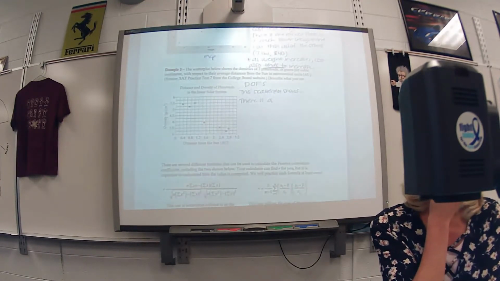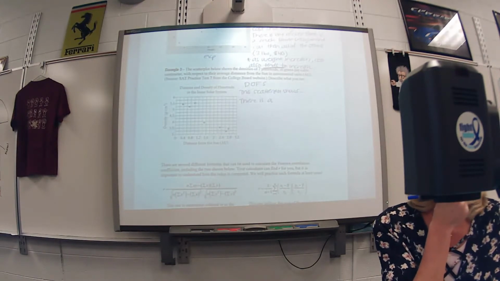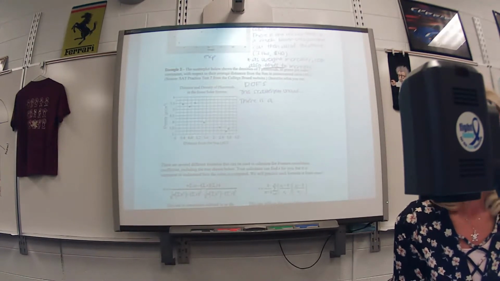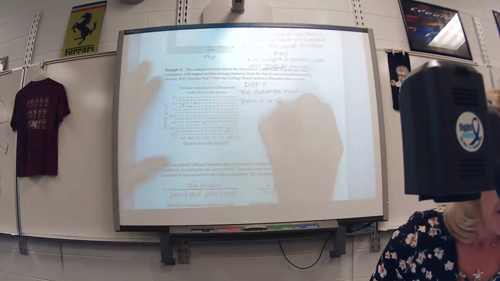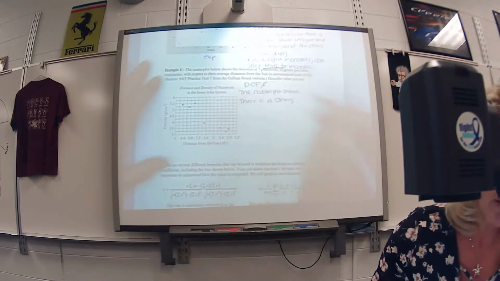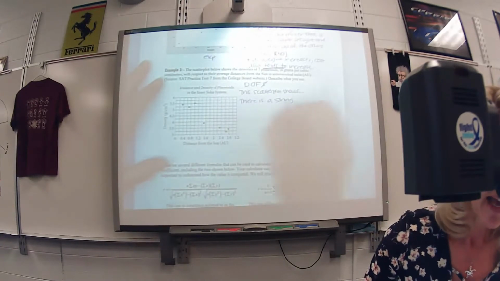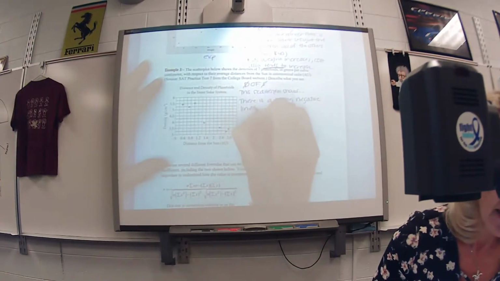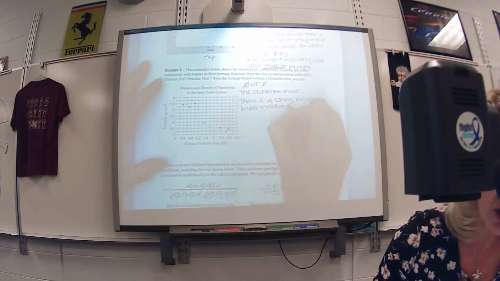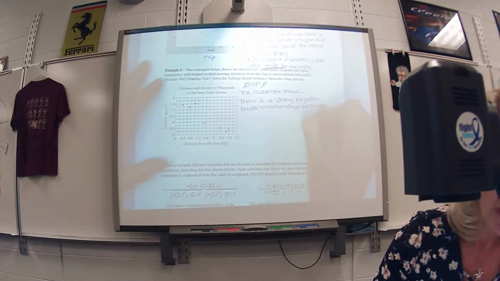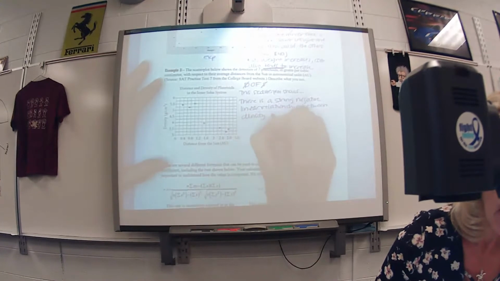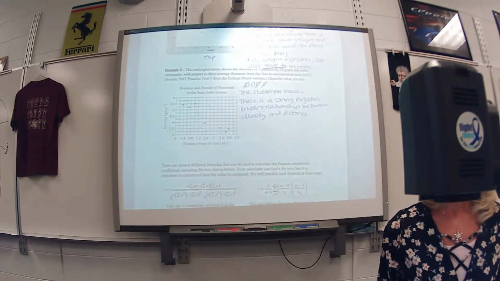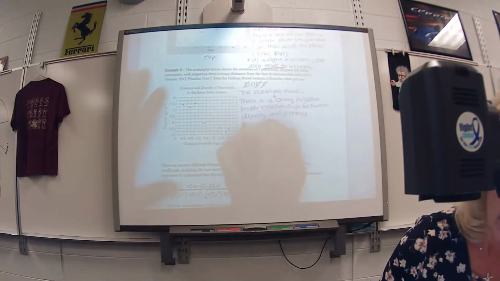What do you think? Give me strength. Weak, moderately weak, strong, moderately strong. There is a strong, okay, there is strength. Negative, that's direction. Linear relationship or association between density and distance. All right, so I'm going to do this asterisk again.